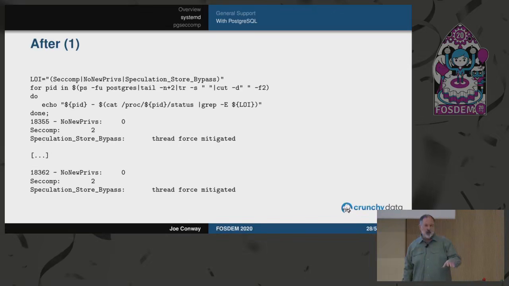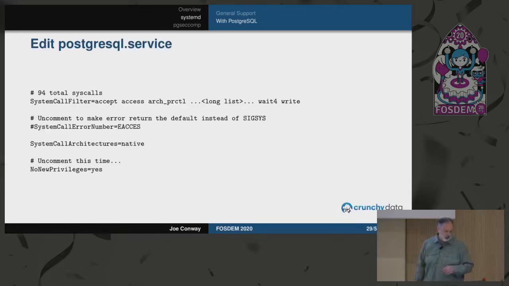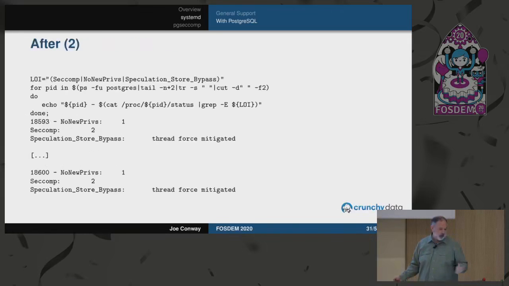So mode 2 for SECCOMP is basically the SECCOMP filter, which is the BPF filter. If that said 1, it would be the original SECCOMP, which I don't think anyone ever uses anymore. And as a side benefit here, I get thread force mitigated for speculation store bypass. Just a note on that, about a week or two ago, I tried this. This is all done on a latest Linux Mint machine, which I guess is based on Ubuntu 18.04. And that's what I see there. On a latest Fedora machine, which I tried just a week or two ago, I did not get the speculation store bypass mitigated, and I haven't really investigated why that is yet. So now if we uncomment no new privileges, and run all this again, we'll see that we do get no new privs set.